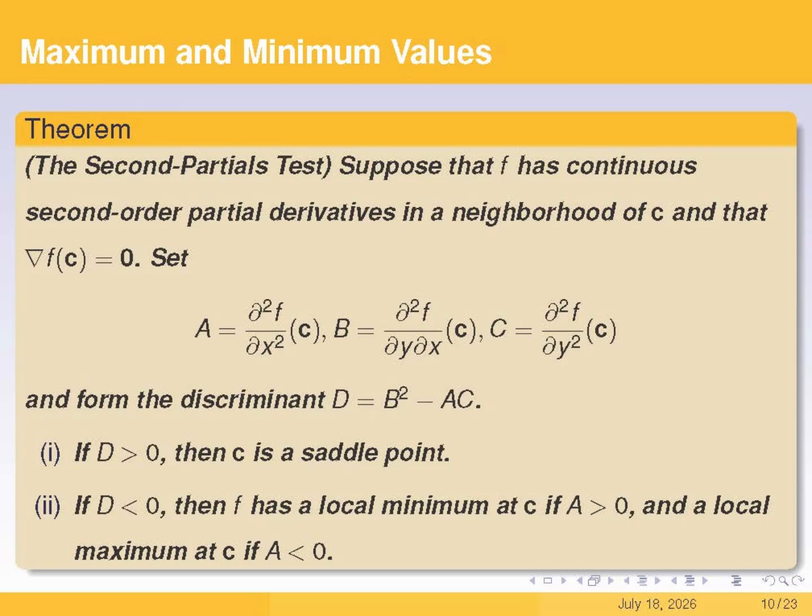If capital D is less than 0, then point C is a local extremum. In that case, if capital A is greater than 0, the function f hits a local minimum at C. If capital A is less than 0, it hits a local maximum at C.